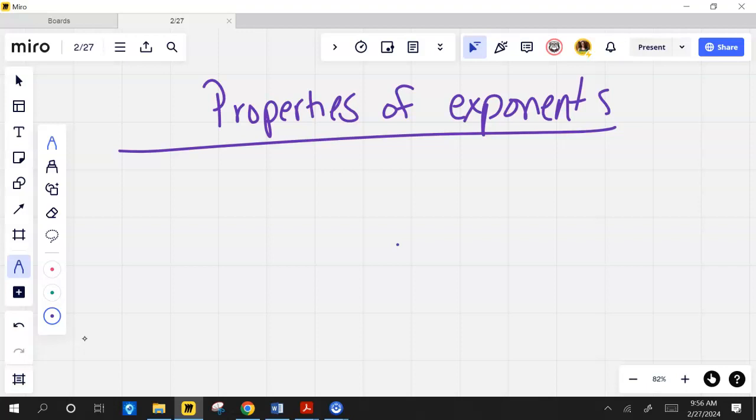All right, properties of exponents. Here we go. Caleb, put your phone up. 7 rules. Ready?